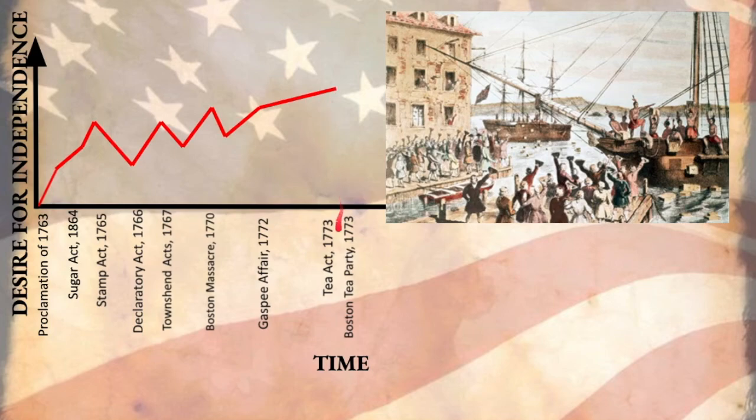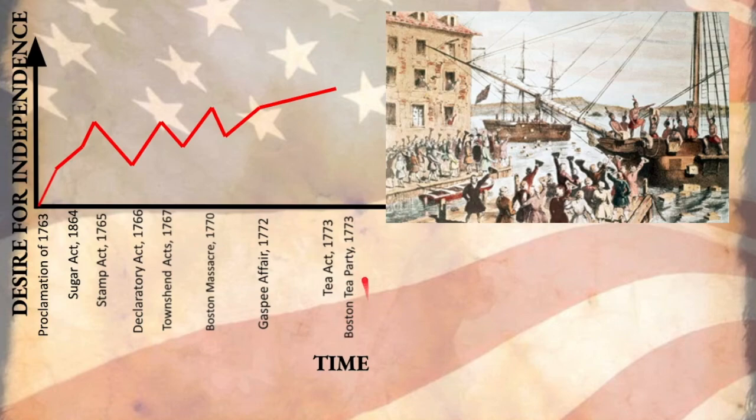But then another rise with the Tea Act, when Parliament tried to force Americans to buy their tea. They actually dropped the price of tea, but they were going to force them to buy it, strictly enforce it, no more smuggling from the Dutch. It created a monopoly for the British Tea Company. So the colonists were mad about this, even though the price of tea went down. So we're not going to fall for that dirty trick.